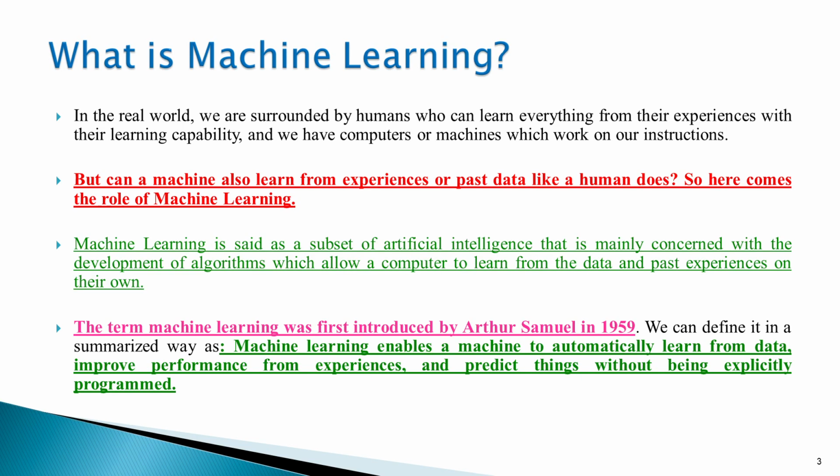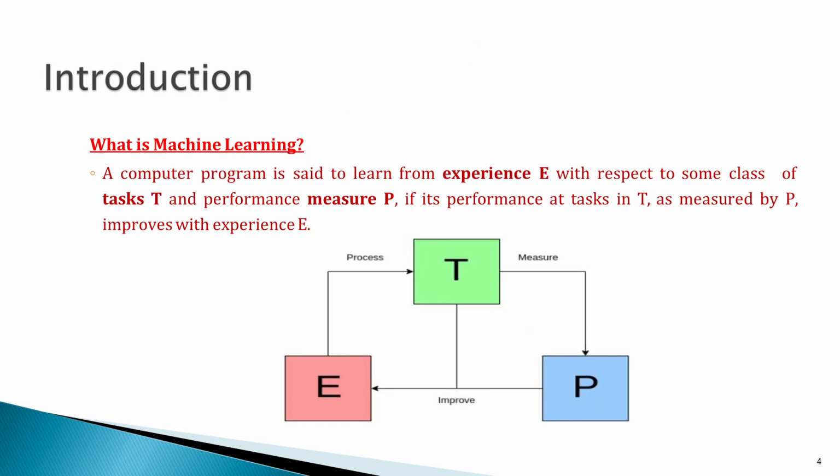Now you are going to consider a three-part process, called E, T and P. So what is this machine learning? Machine learning is a computer program that is going to be developed. It is going to learn from the experience with respect to some task given.